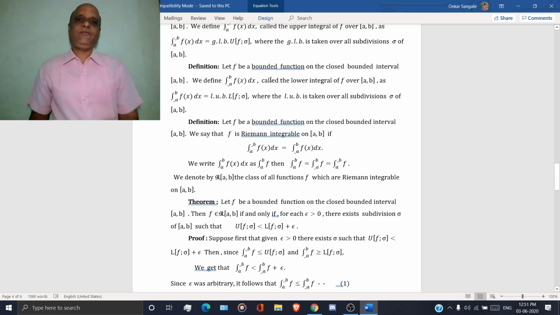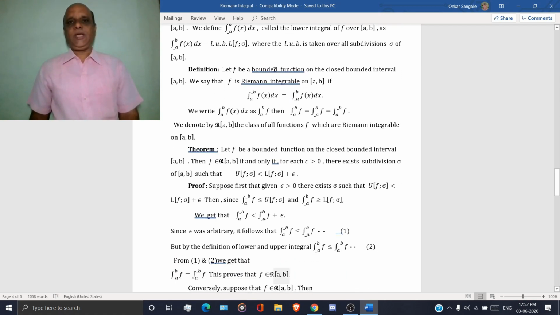Similarly, we have the definition for the lower integral. The lower integral here we denote like integration a to b, with a bar put below the lower limit of the integration, and therefore we call it the lower integral a to b of f of x dx. We define it like this: the lower integral a to b of f of x dx is the least upper bound of the lower sum for f corresponding to sigma, where this least upper bound is taken over all subdivisions sigma of the closed interval AB.